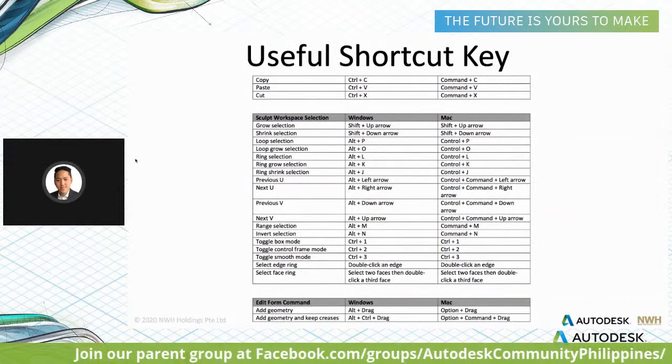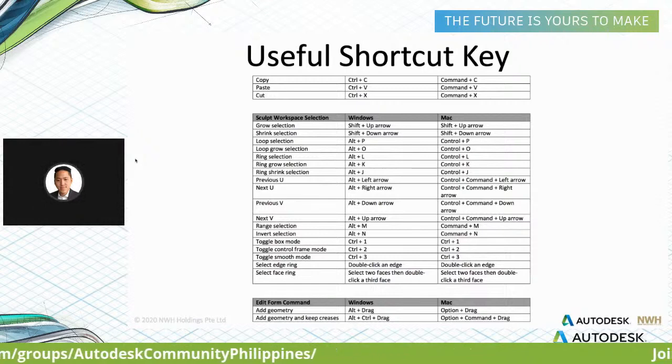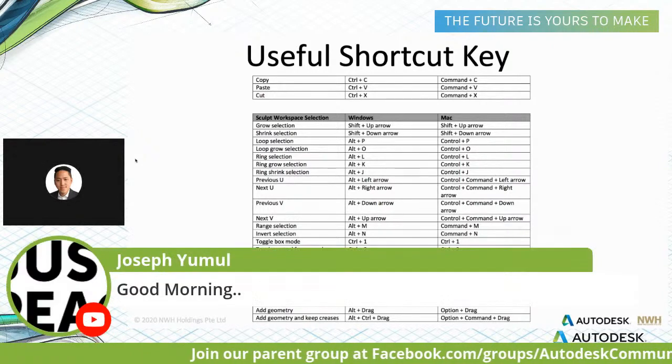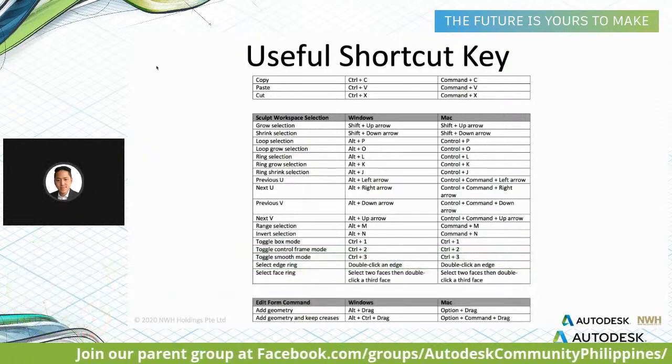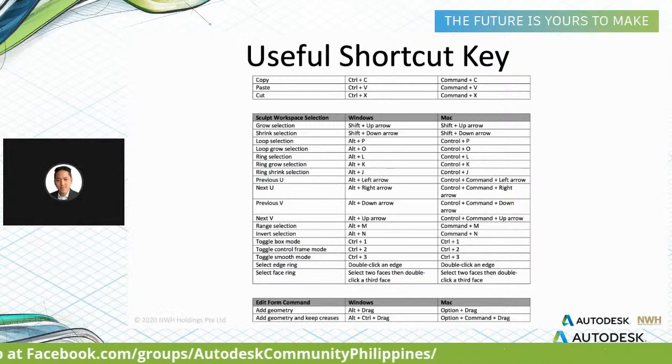And these are some of the useful shortcut keys. You can do a print screen later. These are some of the shortcut keys which are commonly used, for example, if you want to do a copy, paste, or cut. There are Windows shortcuts in the second column, and we also have the Macintosh shortcuts in the third column.